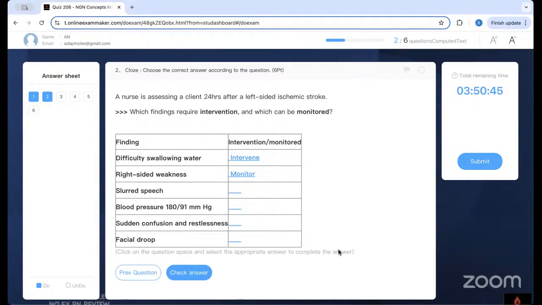Slurred speech is part of the FAST acronym, right? FAST, slurred speech. This should be monitored.